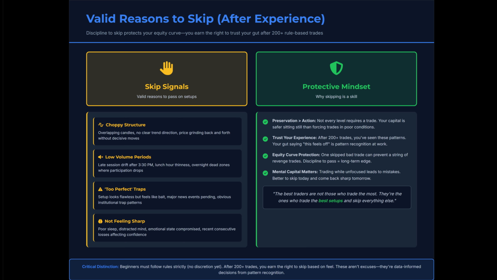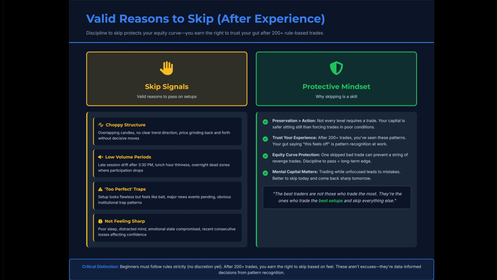Part 1 of 3. This slide covers one of the most important yet underappreciated skills in discretionary trading, knowing when not to trade. The discipline to skip protects your equity curve. But here's the critical distinction. You earn the right to trust your gut only after 200-plus rule-based trades. Beginners must follow rules strictly with no discretion yet. After 200-plus trades, you've built the pattern recognition library that allows you to skip based on feel. These aren't excuses, they're data-informed decisions from pattern recognition.